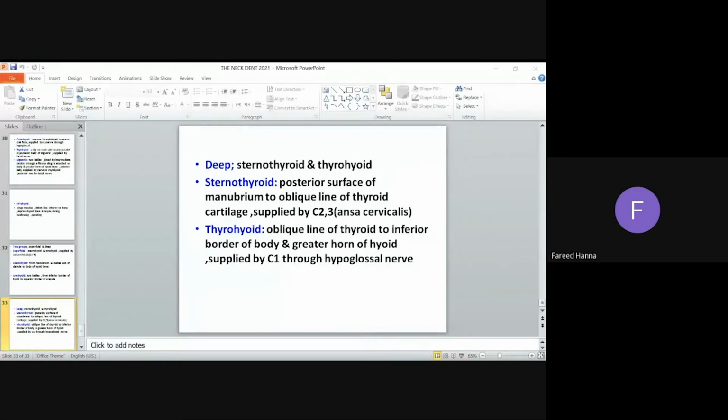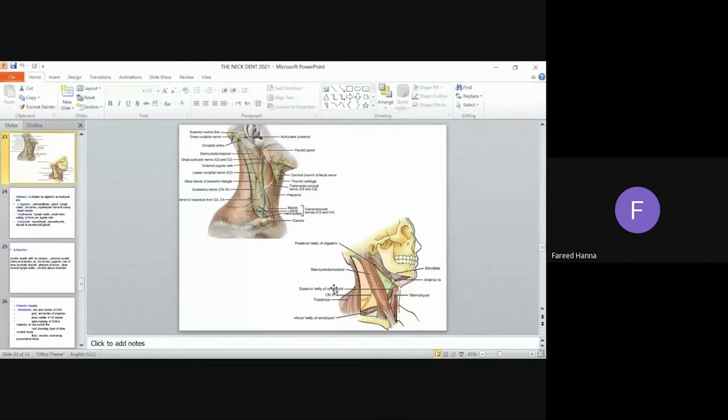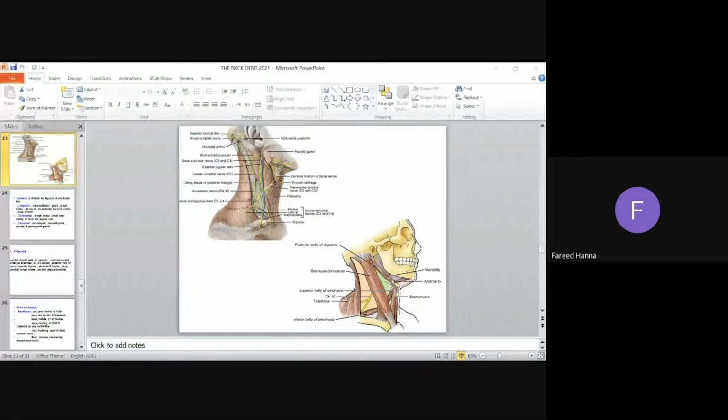By now, we have finished with the triangles of the neck. Again, the triangles of the neck: on each side of the neck is divided into two triangles by the presence of the sternocleidomastoid muscle, which is a key muscle in the neck. On each side, its presence, invested by the deep cervical fascia, divides each side of the neck into two triangles, an anterior and a posterior triangle.